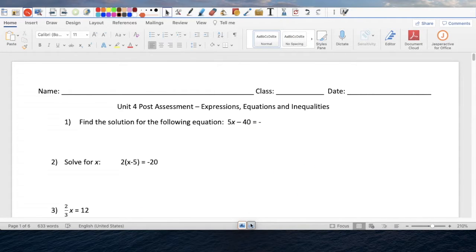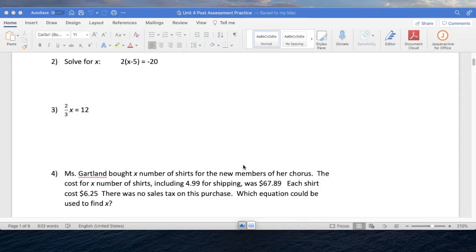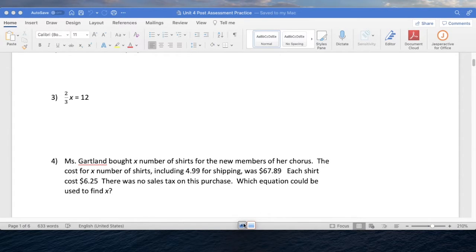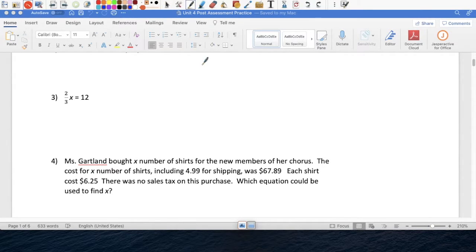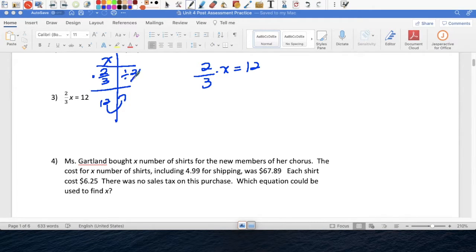5. 3 is a little bit different, so you have a calculator tomorrow, so don't forget. So we have 2/3 x equals 12. So if you did the little story, we have x, which is being multiplied by 2/3 equals 12. So the inverse operation is divide by 2/3.